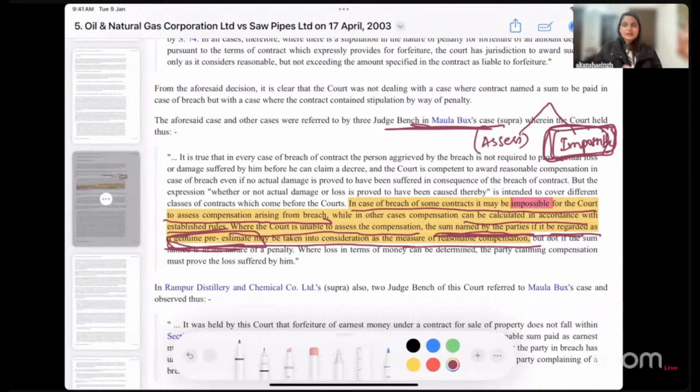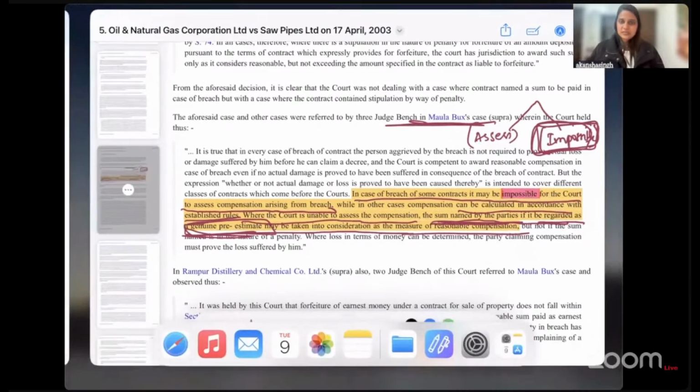But in all the other cases where actual loss or damage can be assessed by the court, in those cases the court is going to ask you, and the principle of 74 will not be any different from section 73. So in the same way you will have to prove, sir, this much loss of profit has happened, this much loss has happened because I lost my clients also. All these special and general damages will have to be proved to the court in this case as well.